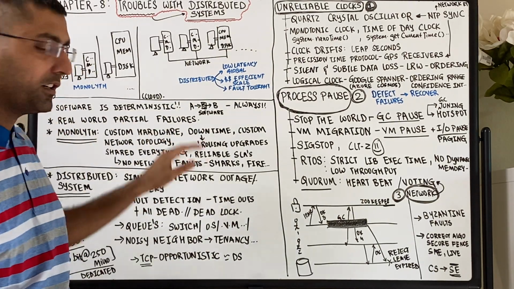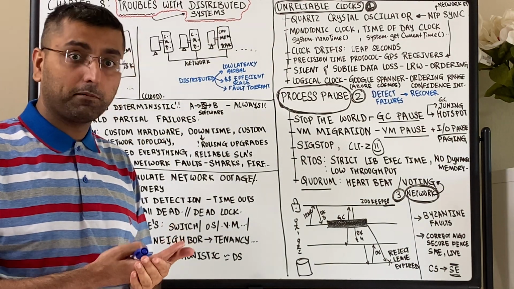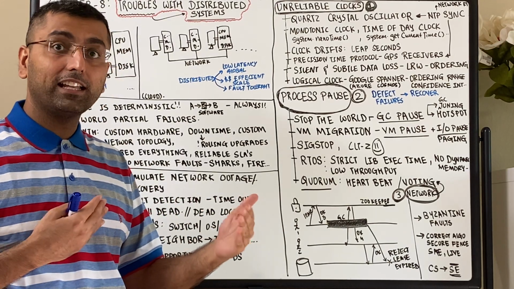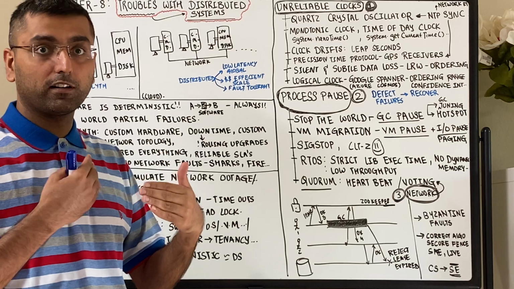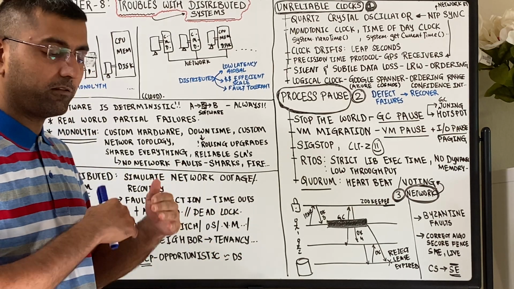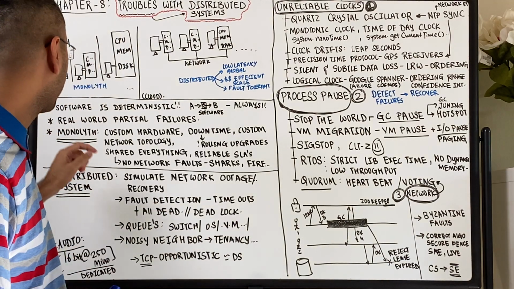So it's very important to know that software is deterministic, but in isolation. But now you connect it with reality. When you have to scale it up and you have multiple machines over a commodity network, then it becomes nondeterministic because of the various dependencies it has.